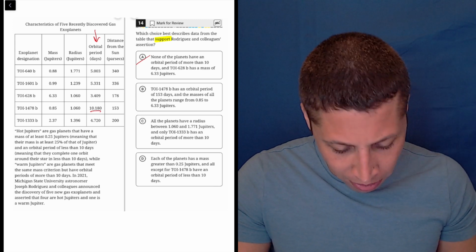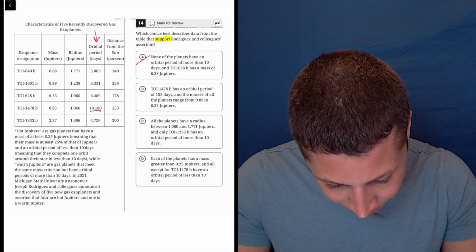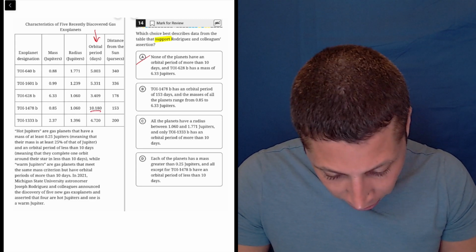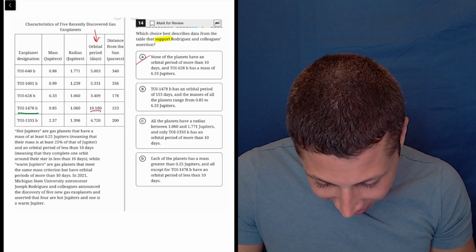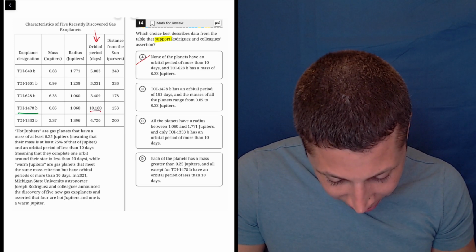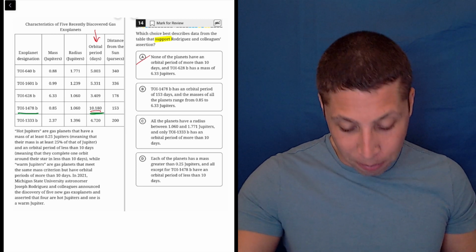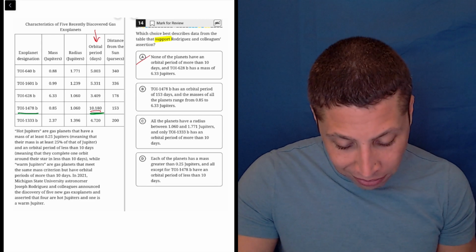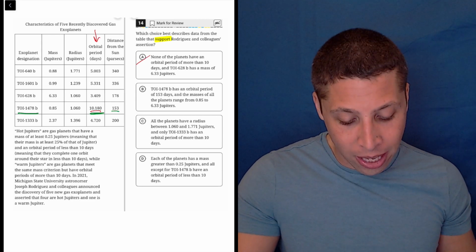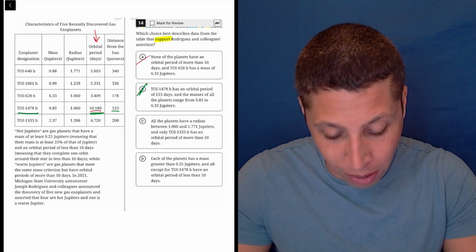Let's keep going. B, TOI 1478b has an orbital period of 153 days. Well, here we go. 1478b is right here. And the orbital period, we just highlighted that, and we just saw it's 10 point something. So the orbital period is not 153 days. 153 days is the distance from the sun. So that's just wrong. Again, it's just factually incorrect.